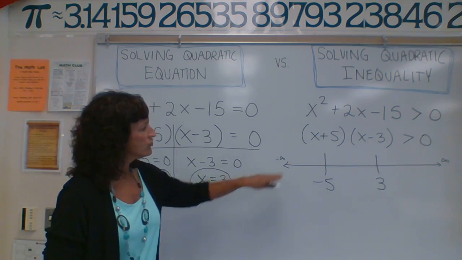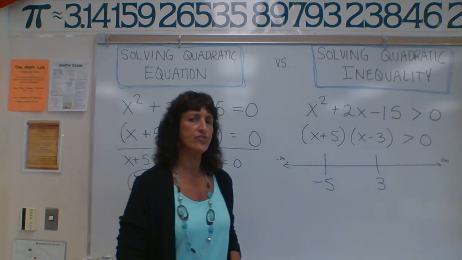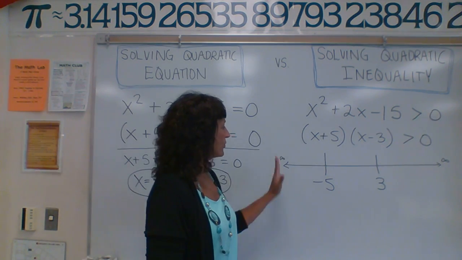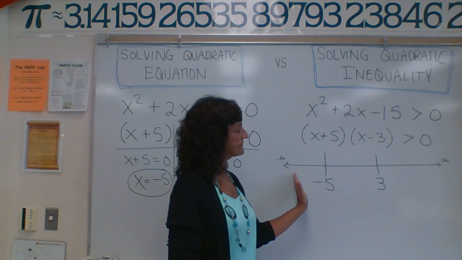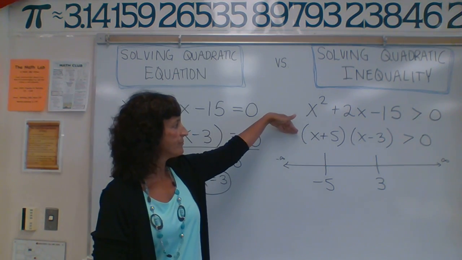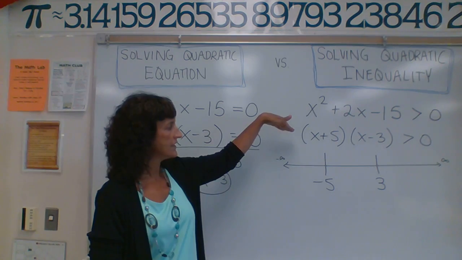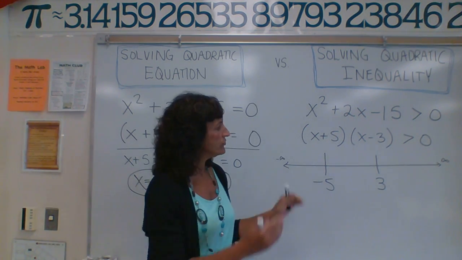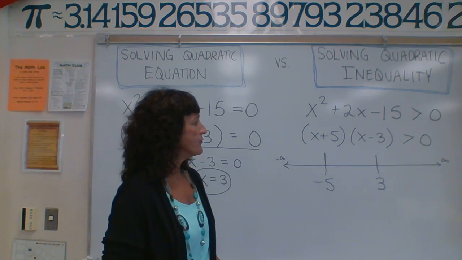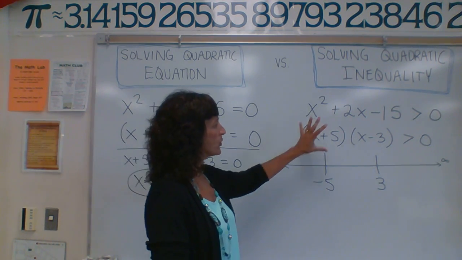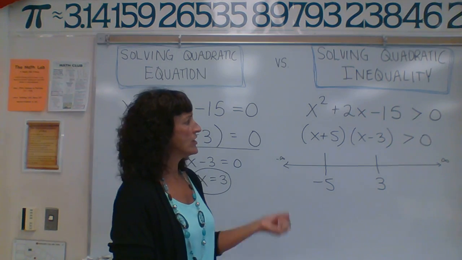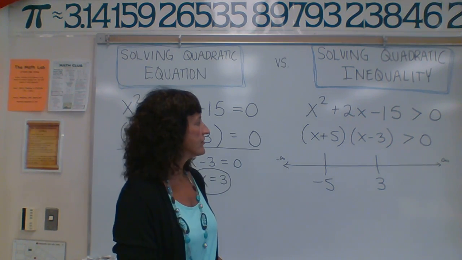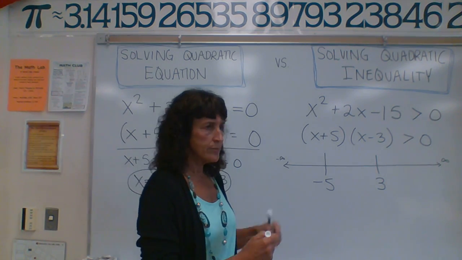Then we pick a number in each of the intervals we generated and test it. We pick a number in the interval negative infinity to negative 5, a number between negative 5 and 3, and a number from 3 to infinity. We want to see which intervals contain our solutions. If our test number generates a true statement, then the interval represents our solution. If it generates a false statement, it wouldn't work.